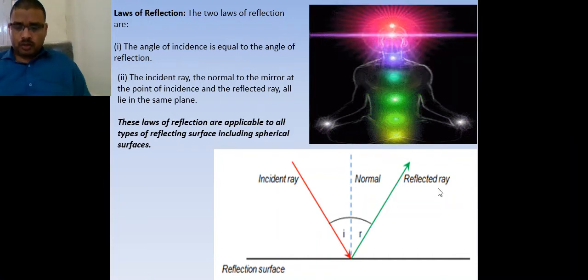So, students, in the last class, we started the discussion related to light. In the previous class, we discussed what light is and the different properties of light, as well as the laws of reflection. Related definitions like incident rays, normal rays, and reflected rays we have already discussed in the previous class.